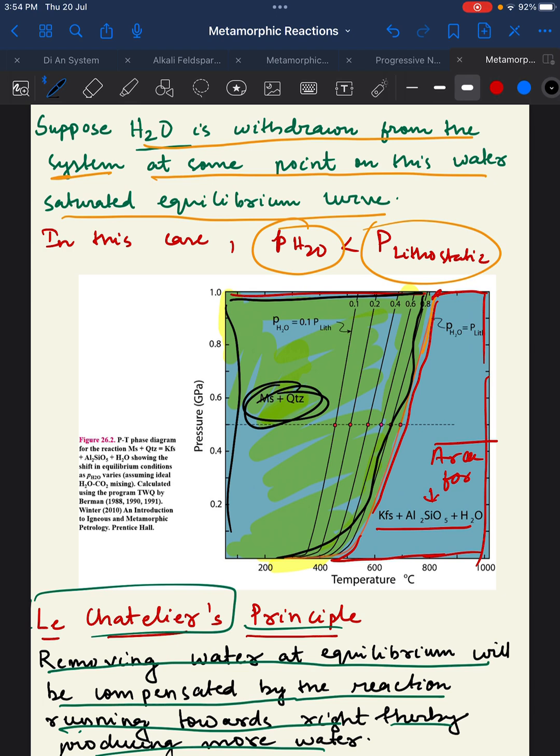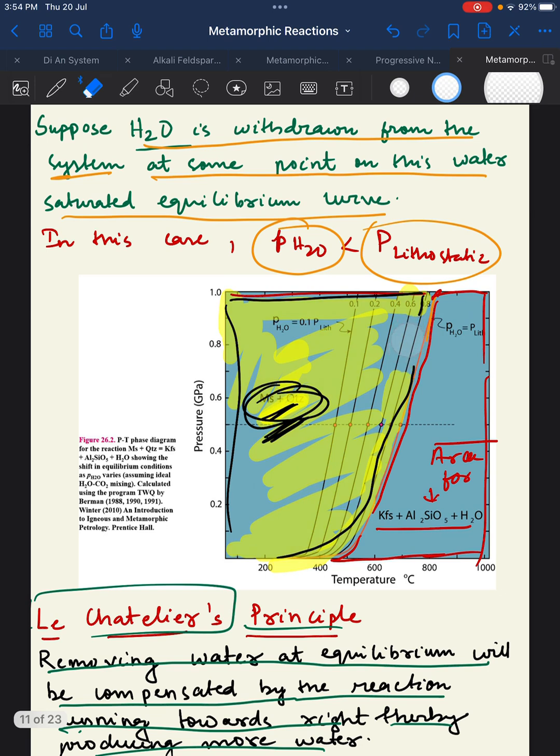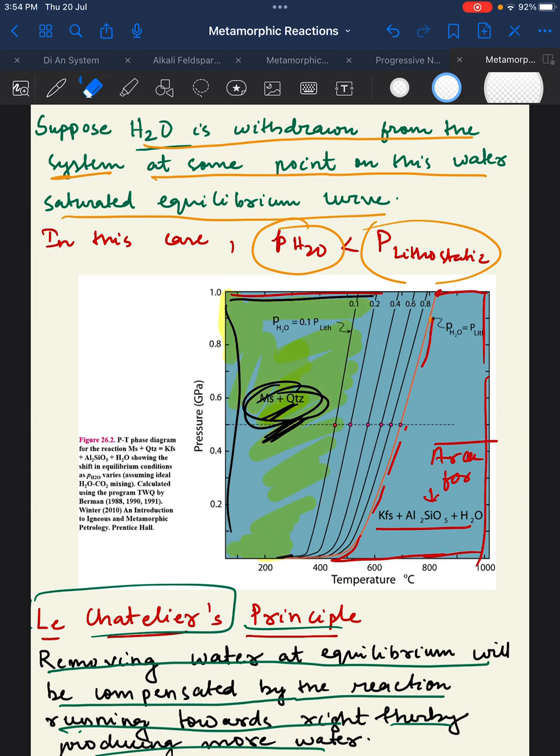Otherwise, how will the system produce more water? It will produce water by consuming this muscovite and quartz. If this muscovite and quartz are getting consumed, in that case the muscovite plus quartz area will be decreasing. So suppose it will come to this point now.